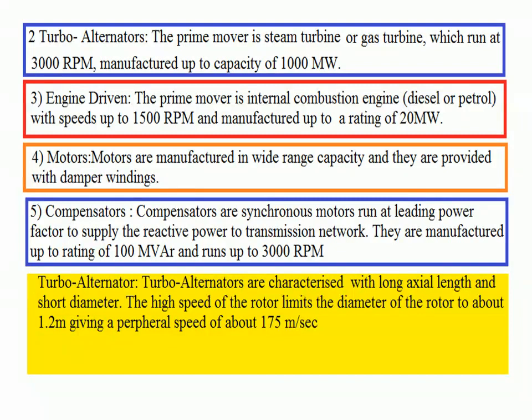Turbo alternators: once again, we have to come to what is the maximum limitation of diameter. Turbo alternators are characterized by long axial length and shorter diameter. The high speed of the rotor limits the rotor diameter to about 1.2 meters. The maximum value of rotor diameter is 1.2 meters and the peripheral speed is about 175 meters per second.